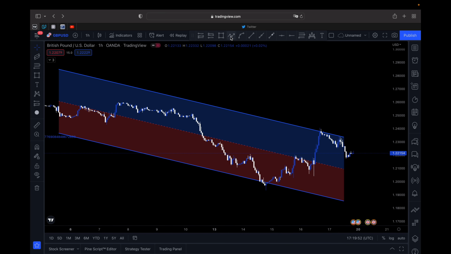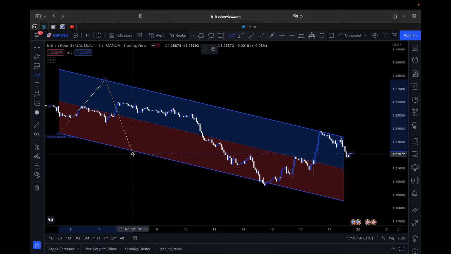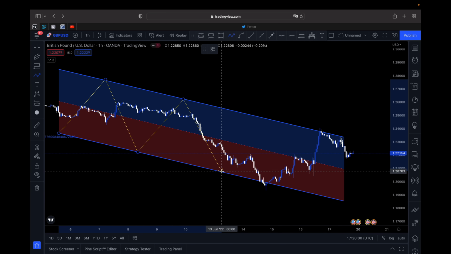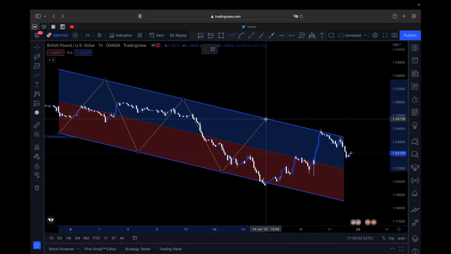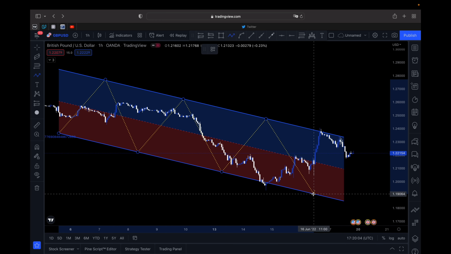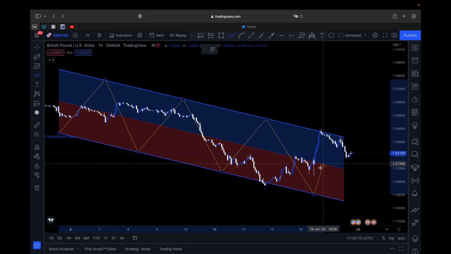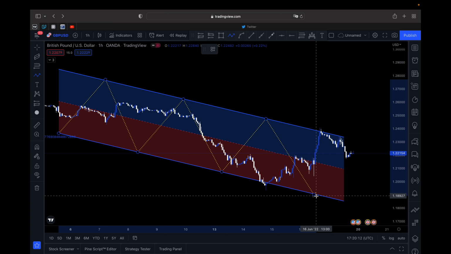Price trades from the support to the resistance, back to the support, back to the resistance, back to the support, back to the resistance. This one is quite simple to trade, but you don't just have to sell when it gets to the resistance level, and you don't just have to buy when it gets to the support level. There are things you need to look out for before deciding to go long or to go short.